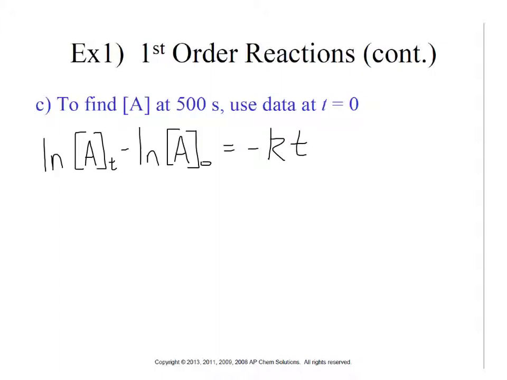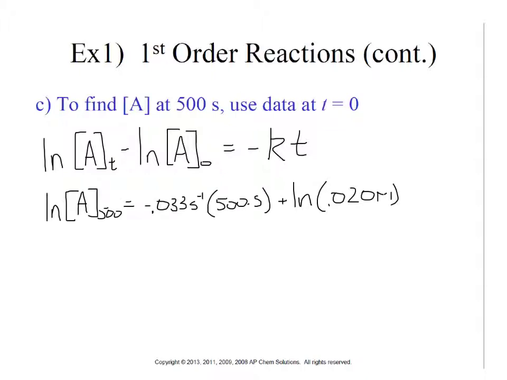So once again, we're going to use our integrated rate law. This time we're going to solve for the concentration of A at a particular time. So we're going to solve for that value right there. Alright, so wave of the hand, rearrange the equation. Now we're solving for the natural log of A at 500 seconds. We use the K value that we found in part B, multiplied by the time. Then we add that to the natural log of 0.020. So that would be at time 0 what the concentration was.